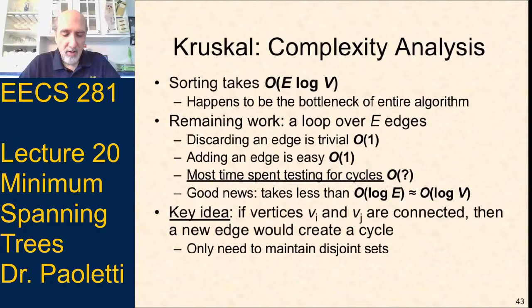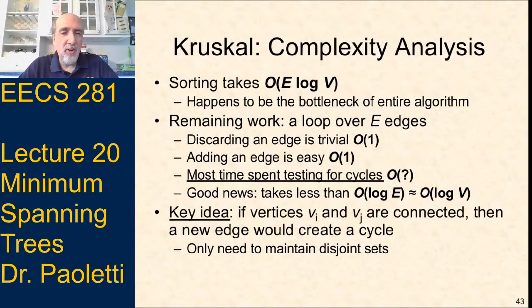Now, the sorting, like we said, takes E log E or E log V time. That happens to be the bottleneck of the algorithm. That is where the bulk of the time is spent, in the sorting. So we want to make sure we've got an n log n or an E log E sort. Okay, so that's the bulk of the work. So then we've got to loop over the E edges. So we've got to loop E times.